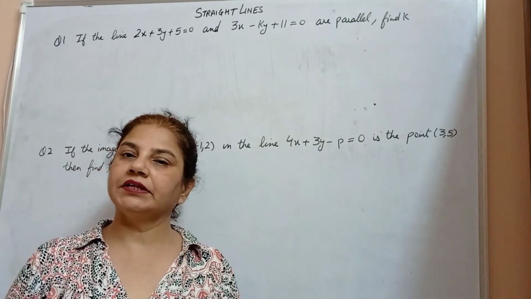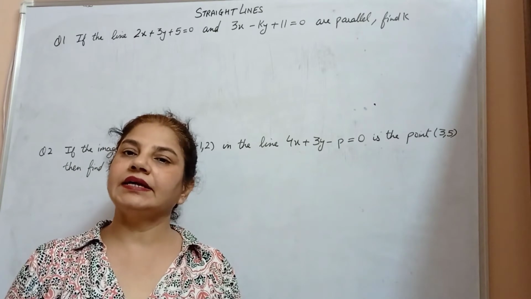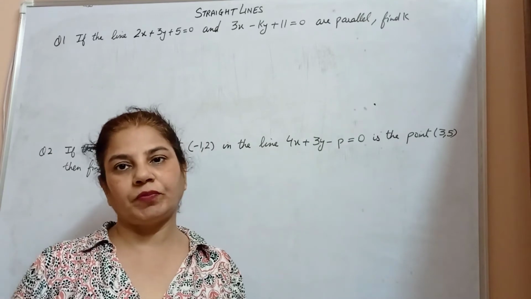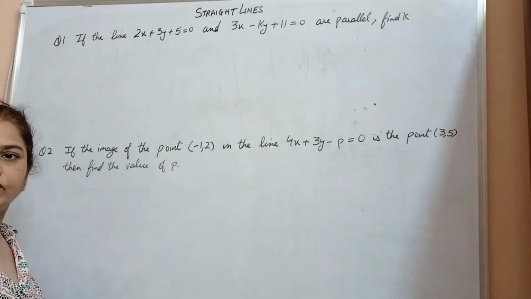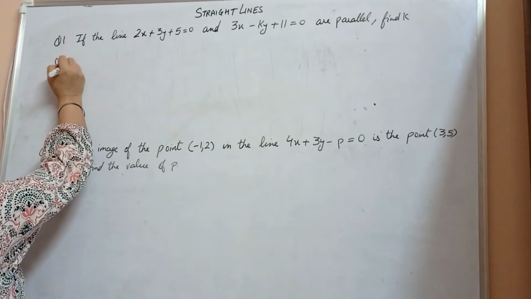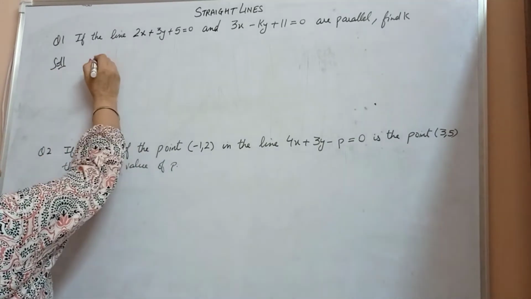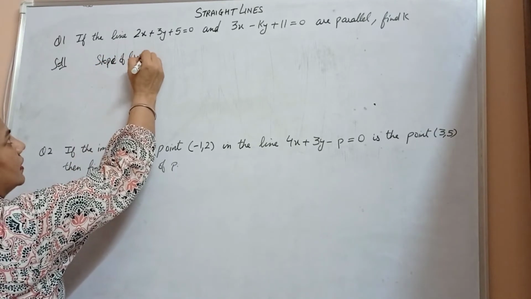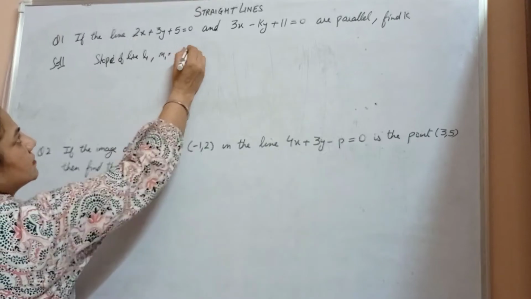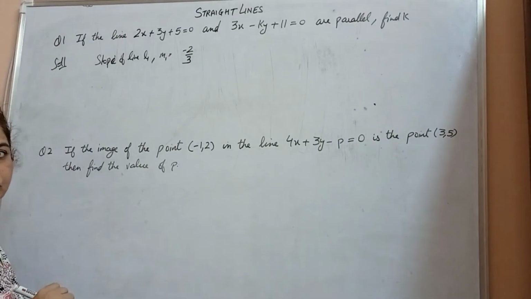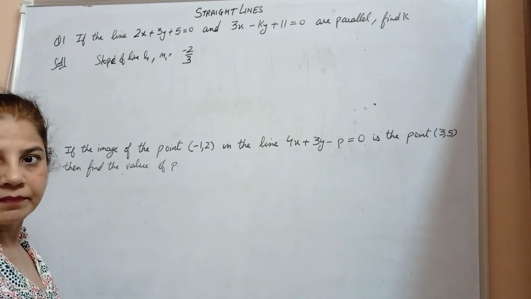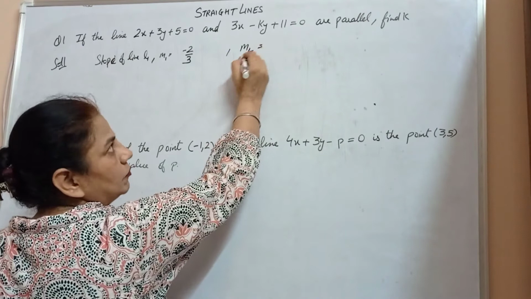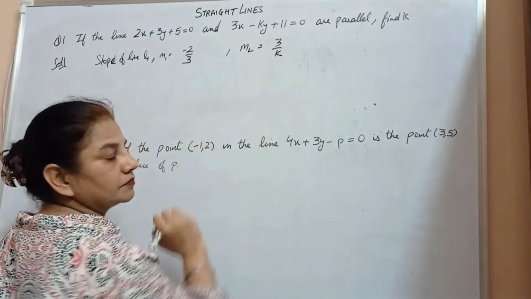If two lines are parallel, find the value of k. We know that if lines are parallel, then their slopes are equal. So we find the slope of line 1 and slope of line 2 and make them equal to calculate the value of k. So here the slope of line L1, M1, is given as minus 2 by 3, the coefficient of x divided by coefficient of y. And here we have the slope of line M2 as 3 by k.